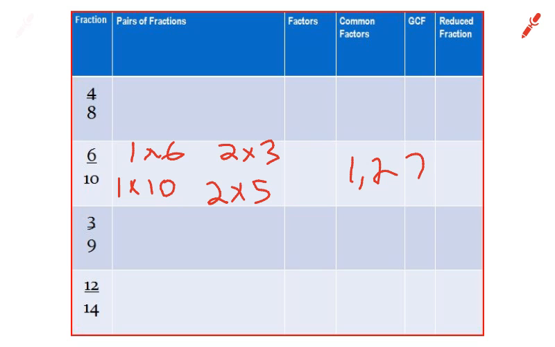2. So we're going to take that 2 and divide our 6 over 10 by 2. 6 divided by 2 is what, Ashley? 3. And 10 divided by 2 is what, Bella? 5. And so our reduced fraction is 3 over 5. Alright, so I'll let you guys do the rest of that chart.